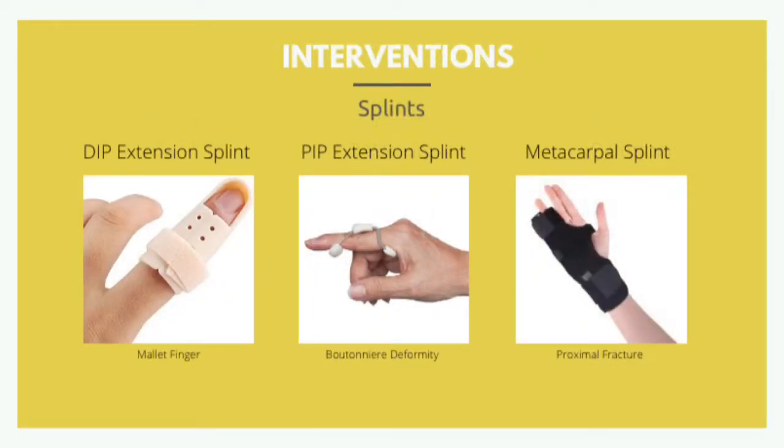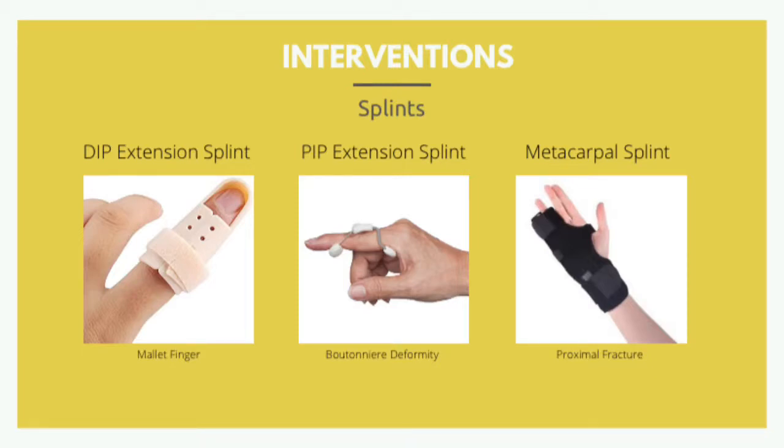As these hand fractures heal, they're going to go through three common phases, which are inflammation, repair, and remodeling. So when you think of interventions, there are a ton that you can do. One of them is splinting, so I put just three options up here. The first one is a DIP extension splint. What would that be used for? Right underneath, mallet finger. Remember, mallet finger is when the DIP is in flexion. So that splint is going to want to correct it. So the opposite of flexion is extension. That's how I remember the splint names.